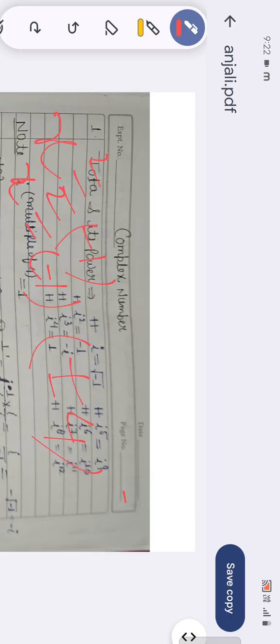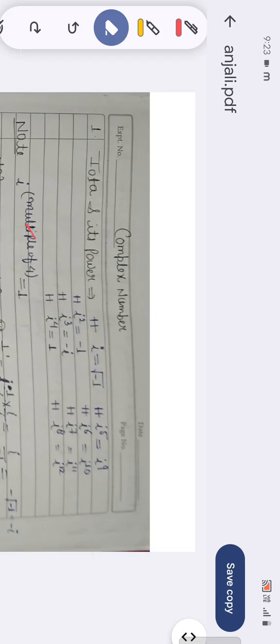And in complex number, the root of minus 1 will be iota. We can represent root of minus 1 as i, and i is iota. This is an imaginary number, and in any equation if we find root of minus 1, this will always be iota. So iota is an imaginary number.